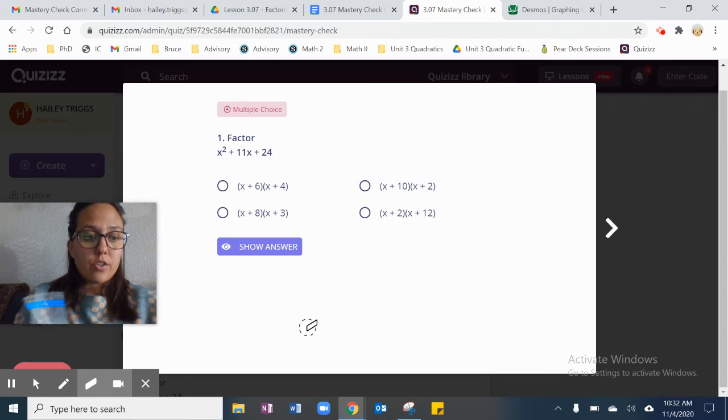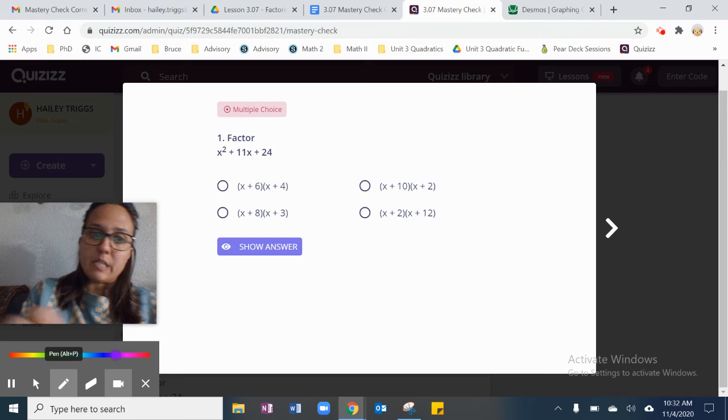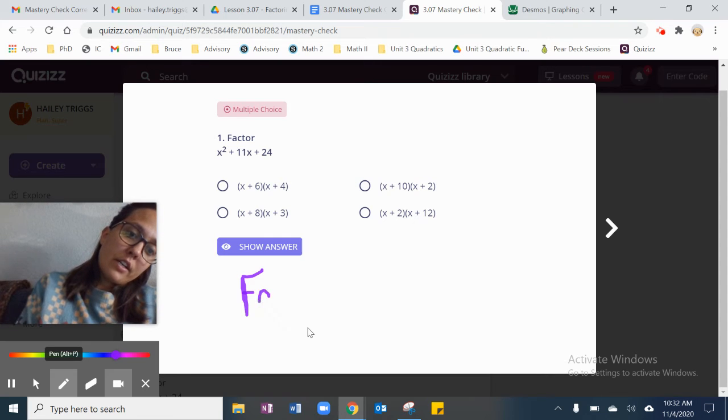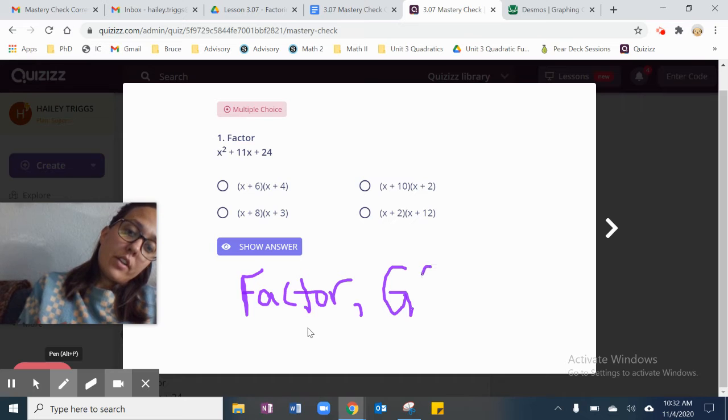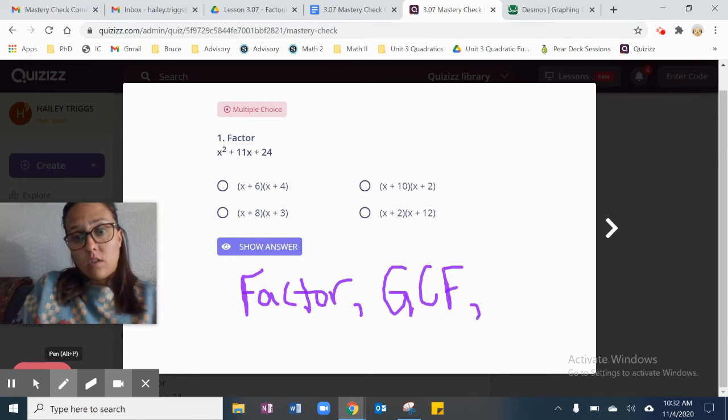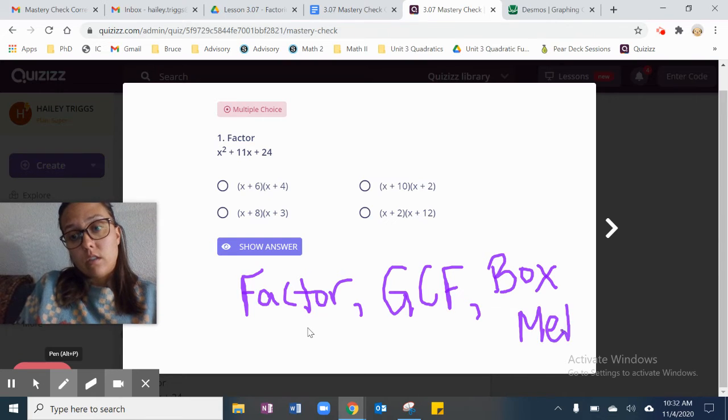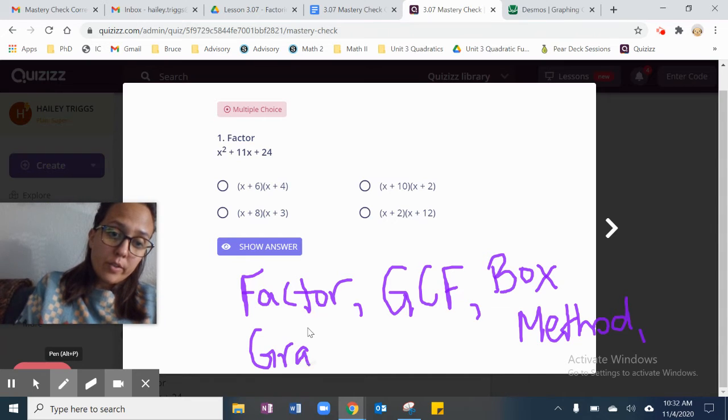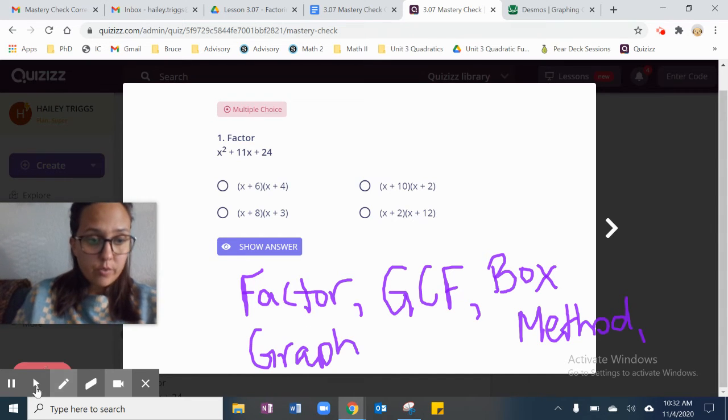For this problem, make sure you use vocabulary in your responses like factor, greatest common factor. You can say the box method. You can use the word graph, right? So if you're doing mastery check corrections, make sure you're using words like that.